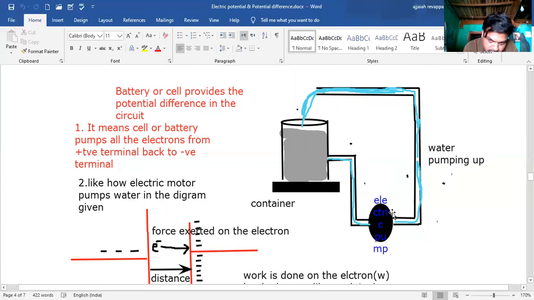Now if you switch on the electric pump, then the pump is doing work on the water. To pump the water up to this point, water cannot flow through this pipe by itself, because the gravitational force is pulling the water downward. In order to push the water through the pipe, the pump is doing work against the gravitational force. Here also the battery is doing work on the electron against the electrostatic force of repulsion.